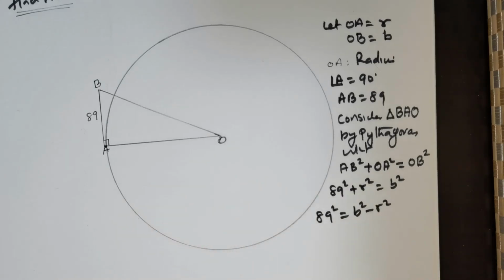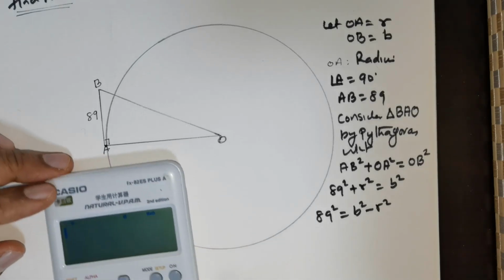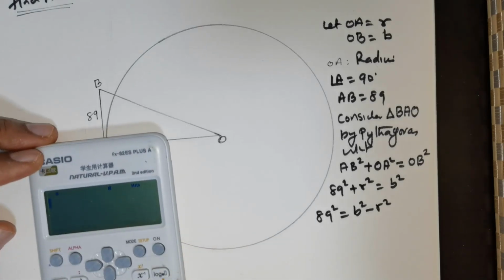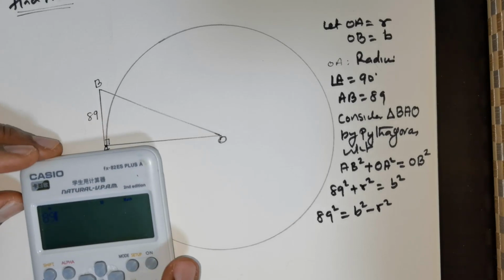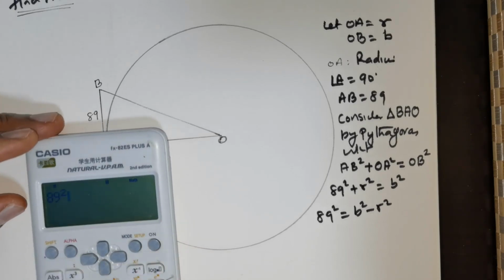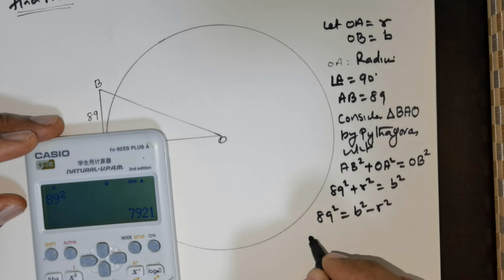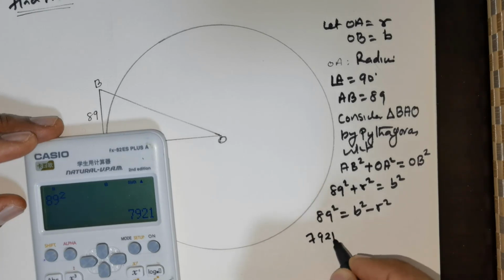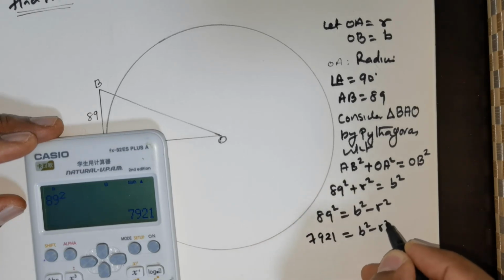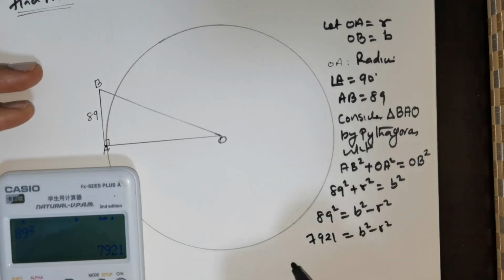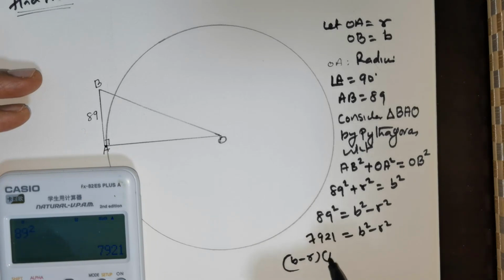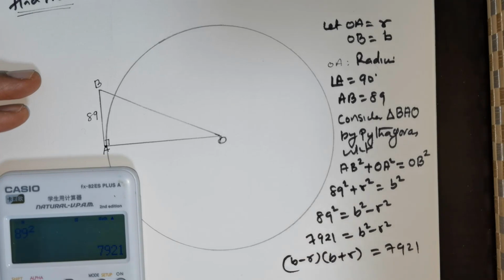Now you can use your calculator and find out what is 89 squared, right? 89 squared. Okay, that's going to be 7921. So 7921 is equal to B squared minus R squared. Now I can rewrite B squared minus R squared as B minus R times B plus R is equal to 7921.